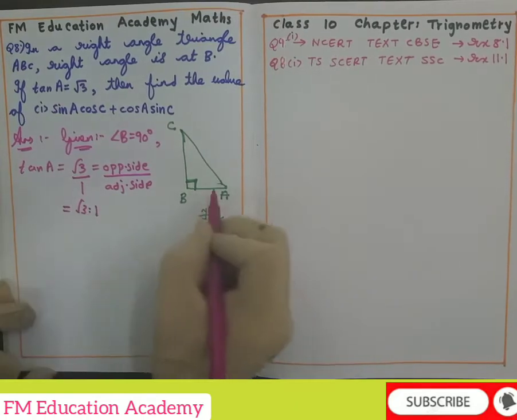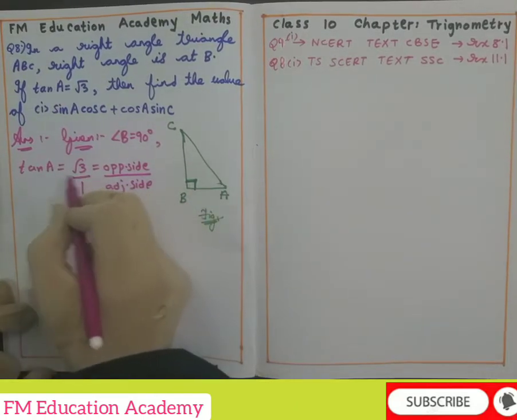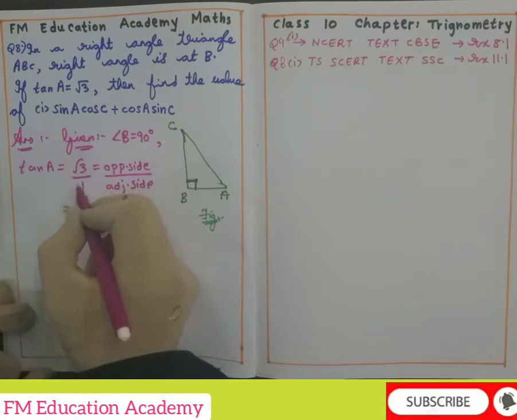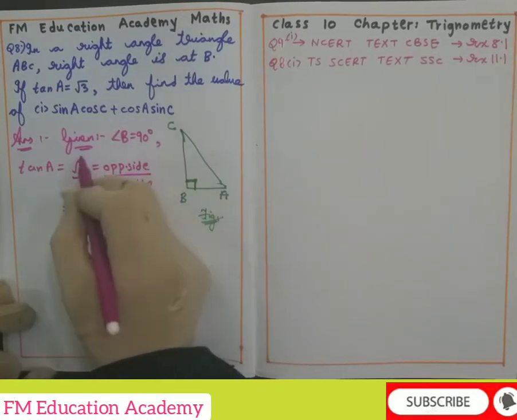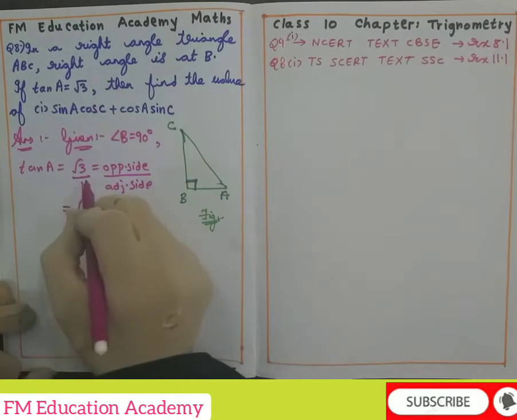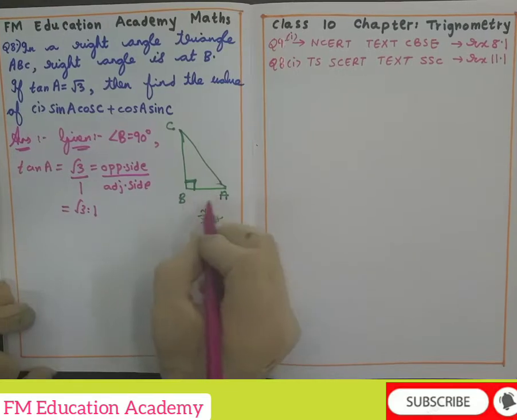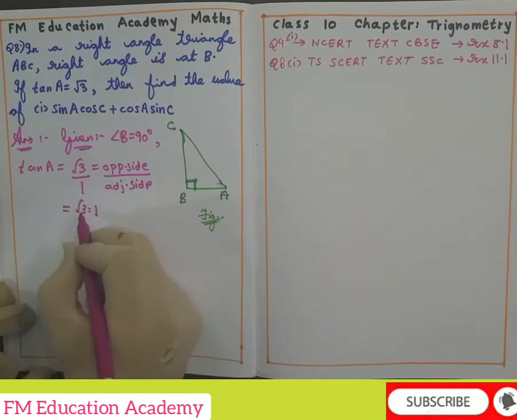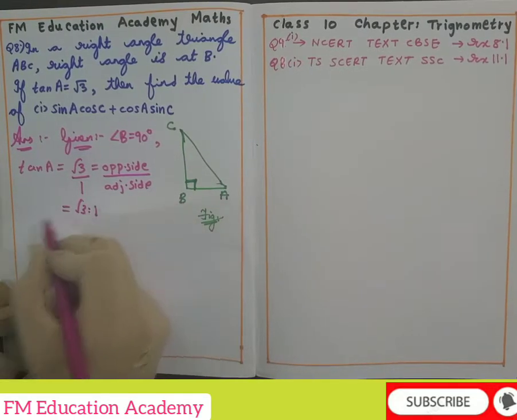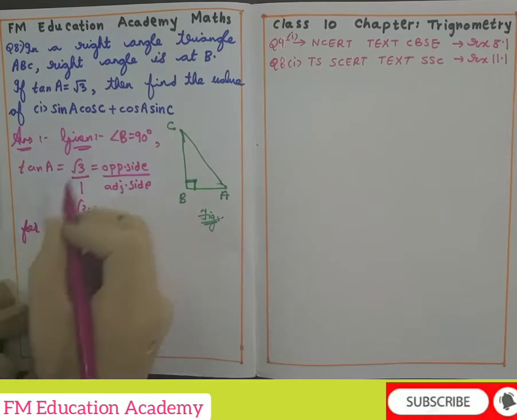So suppose I want to find the sides, only the ratio is given. Tan A is equal to root 3 by 1 means the ratio is given. But I need the opposite side and the adjacent side. We know when two sides are in a ratio, then we can find the sides of the triangle by multiplying with a number, for example k.